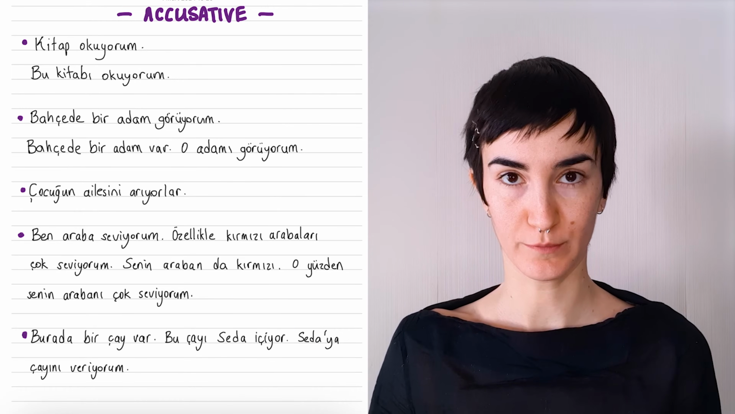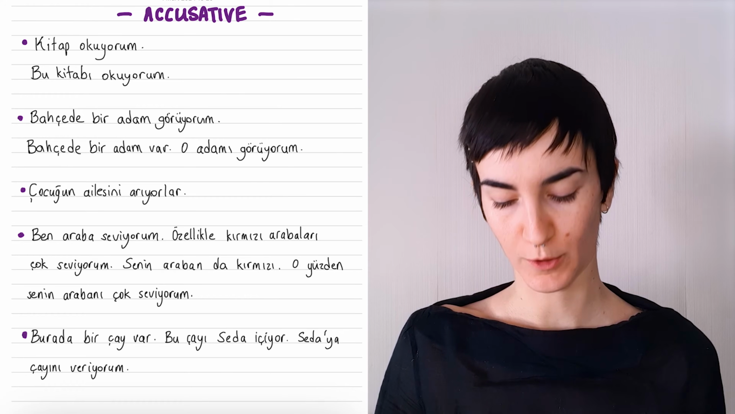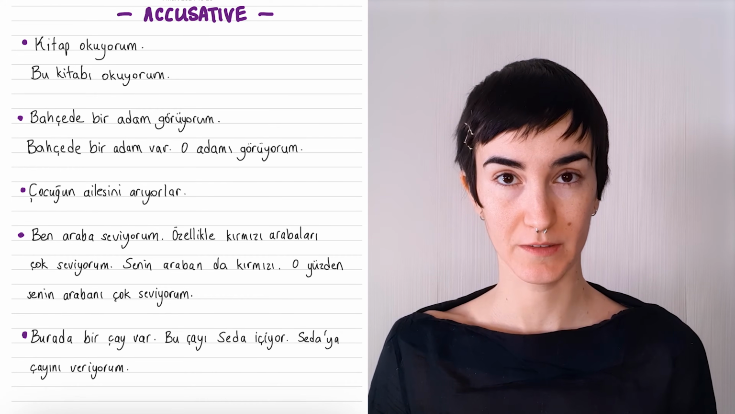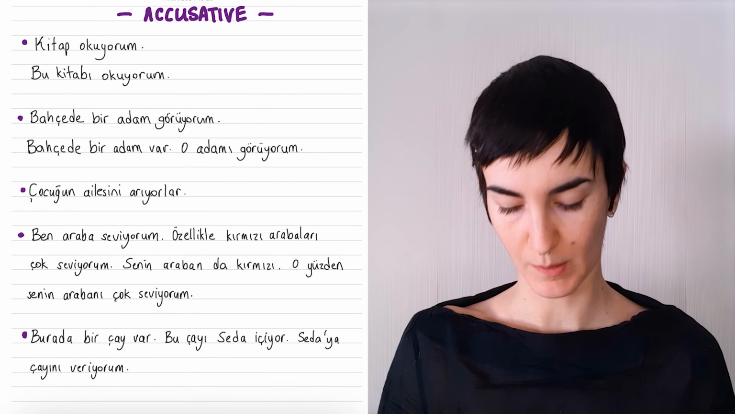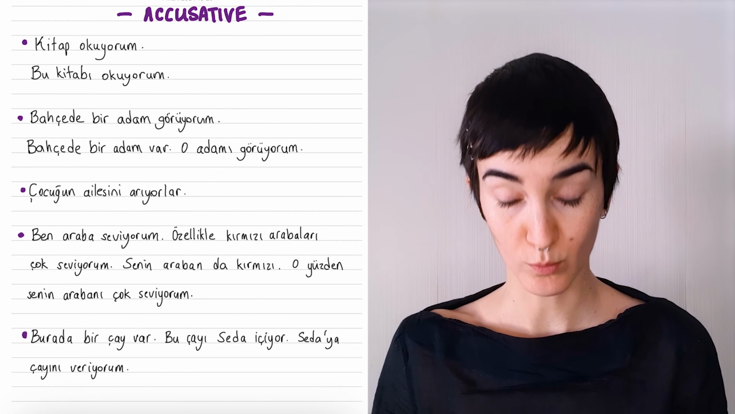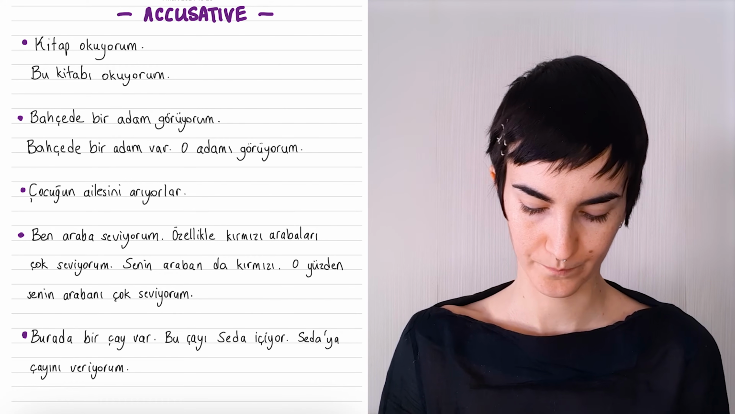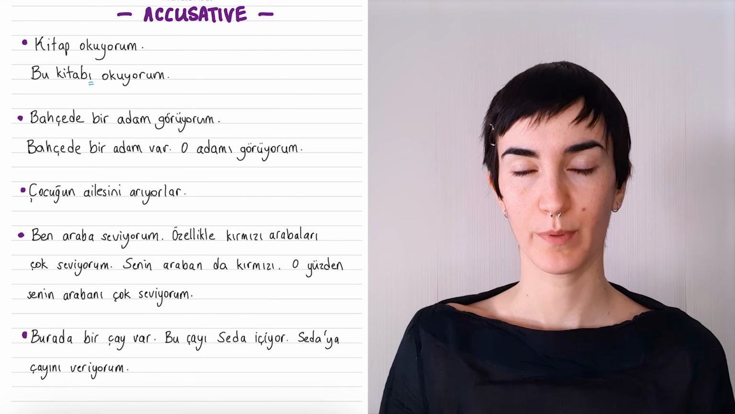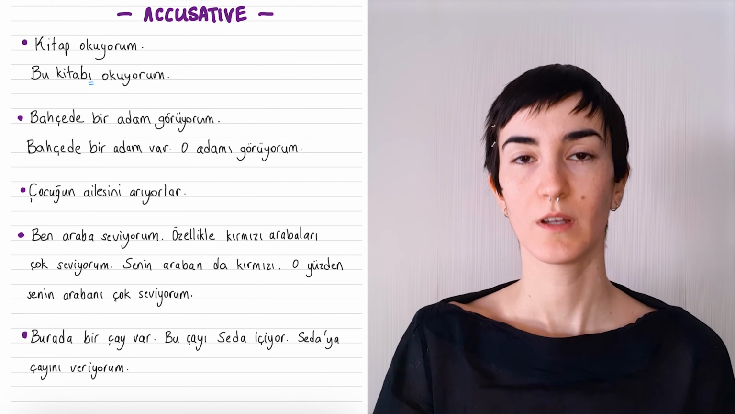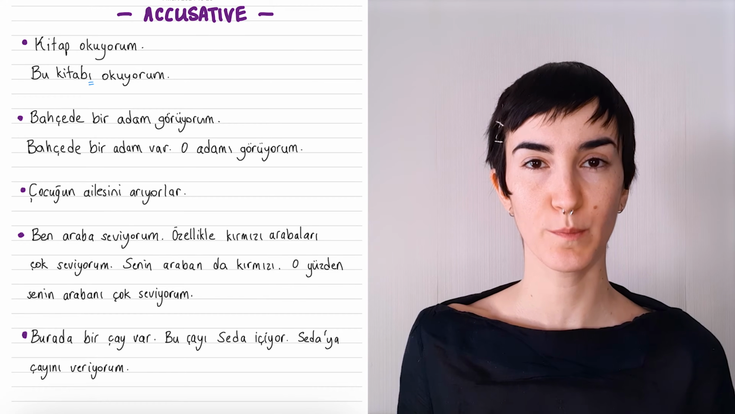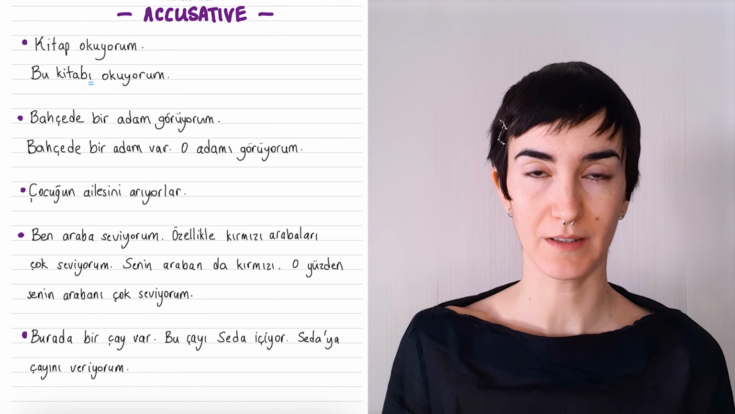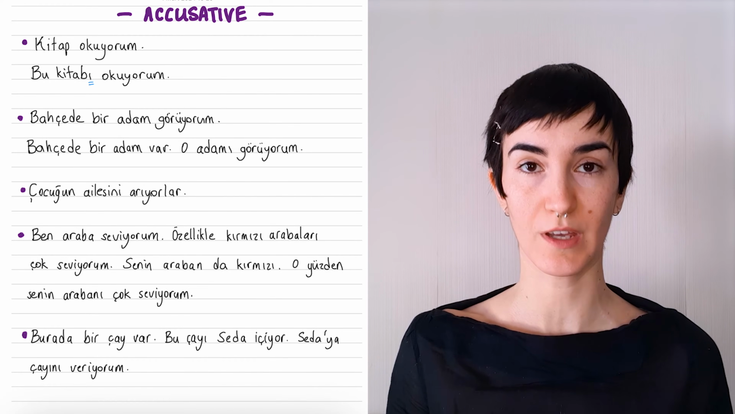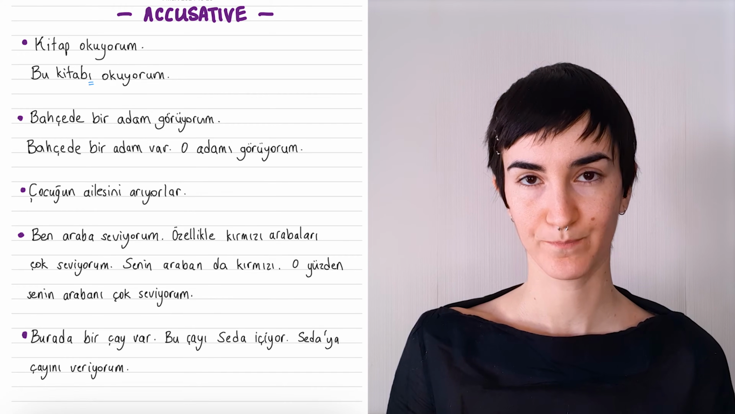Kitap okuyorum. I am reading a book. So no accusative case, just kitap. And then there is bu kitabı okuyorum. Bu kitap, pointing at the book, determining which book it is, makes it determined. Therefore, we need to use the accusative case in this case.